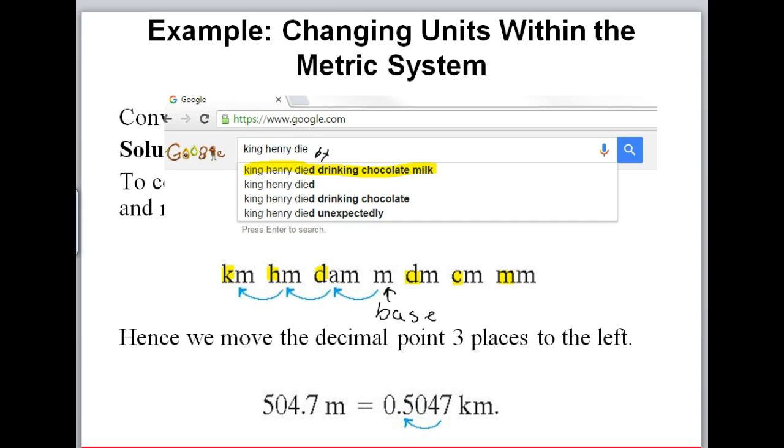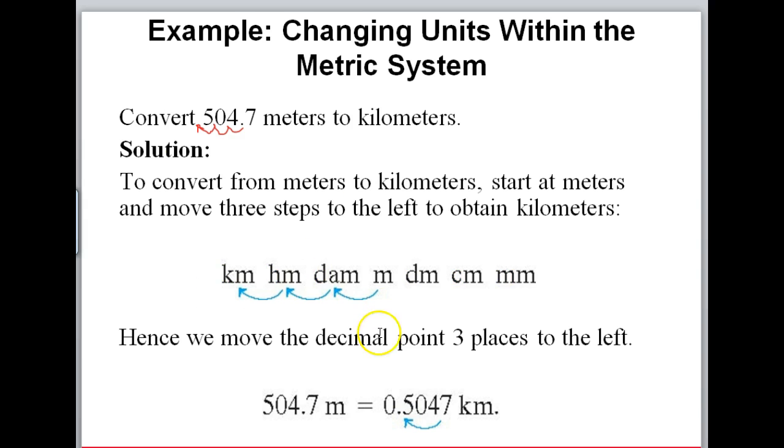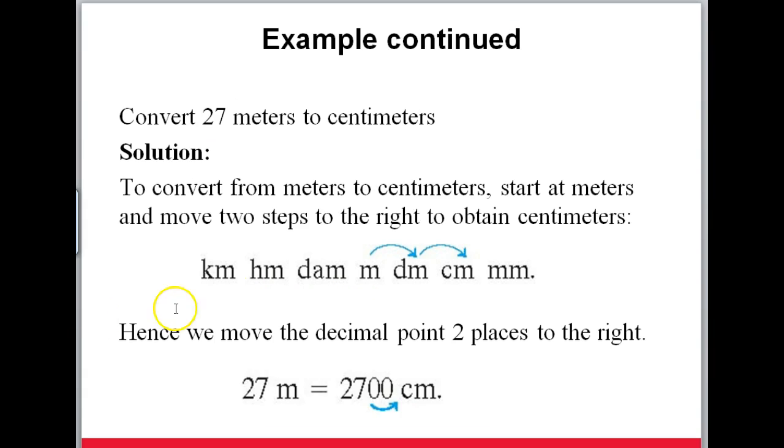Come up with another mnemonic if you want to, but it just makes it easier than having to look it up every single time when you are having to convert measurements in the metric system. Alright, but that's the swing method. The swing method is by far the easiest way to convert within the metric system.